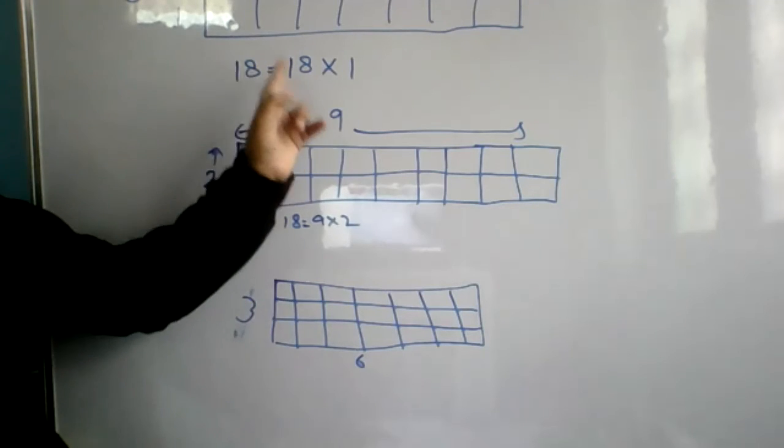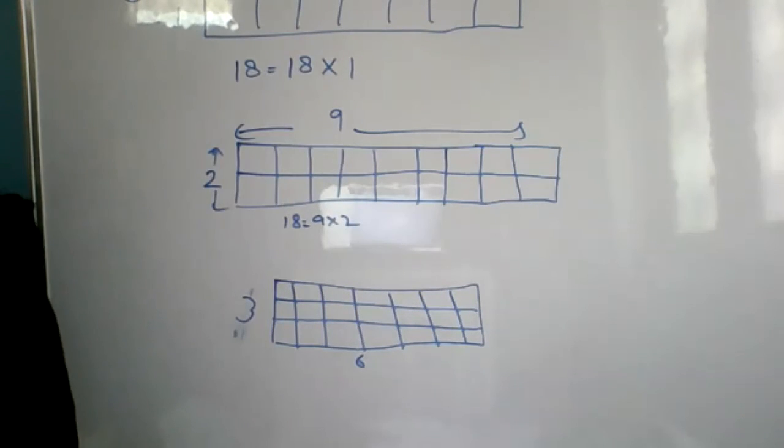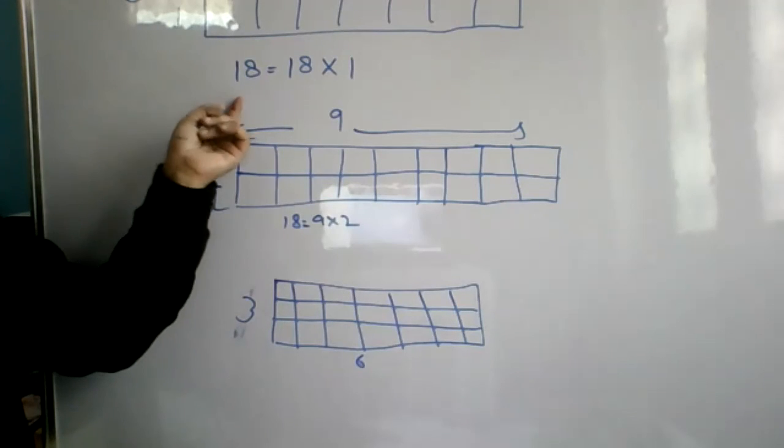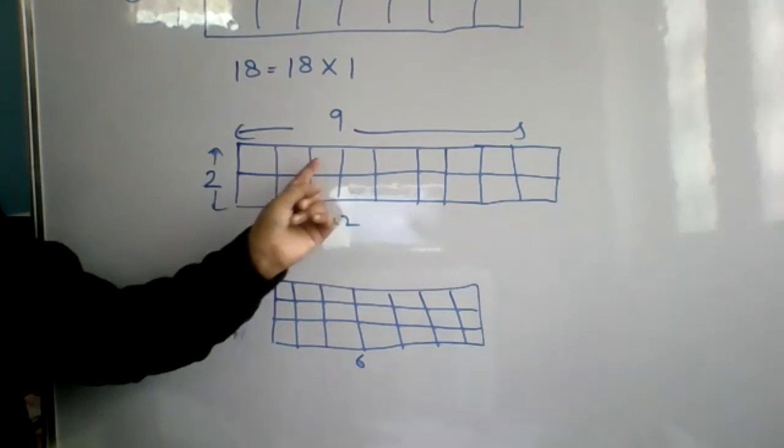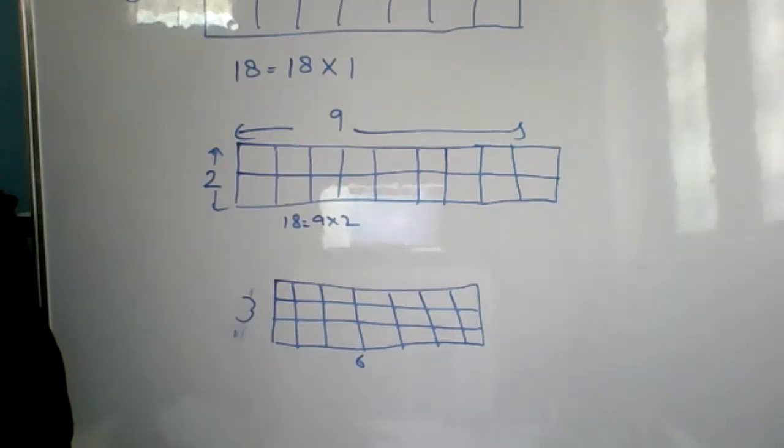You have to make 18 boxes. 18 small boxes. How can you make 18 small boxes? By using 18 into 1, by using 2 into 9, and by using 3 into 6.